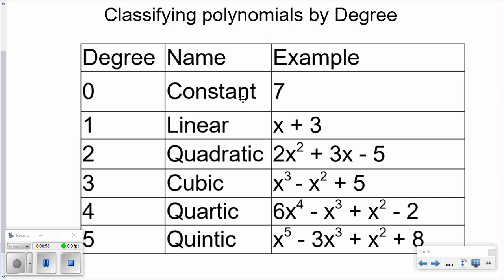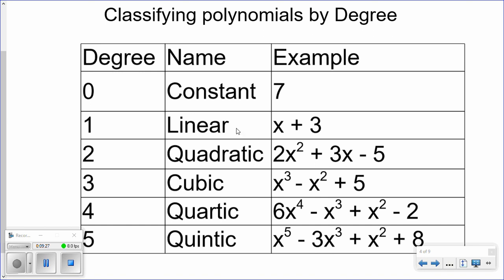Again, this is one you should already know. Now you know it has a degree of 0. Okay? An example would just be the number 7. Okay? If the polynomial has a degree of 1, it is called a linear polynomial. So, for example, x plus 3, because this looks like a linear equation. Okay? There's no exponent there, but really it has an invisible 1. So the degree is 1. It's called linear. That one you should know.